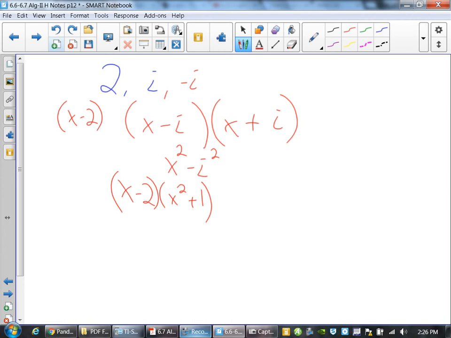Yep. So that's why I wrote x squared minus negative 1, I get plus 1. So now from here, I've just FOILed this out and rewritten my polynomial: x cubed minus 2x squared plus x minus 2. And that would be my polynomial.